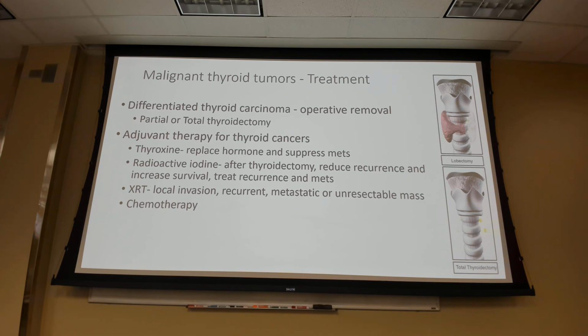So if we have differentiated thyroid carcinoma, typically we're going to do operative removal, partial or total thyroidectomy. Then we may have to do some adjuvant therapy for thyroid cancers. Obviously they're going to need thyroxine to replace the hormone and suppress metastases. We'll do radioactive iodine after thyroidectomy to reduce recurrence. It increases survival. We don't use XRT as often anymore for this condition, but that used to be a mainstay of our therapy, which we don't do anymore.